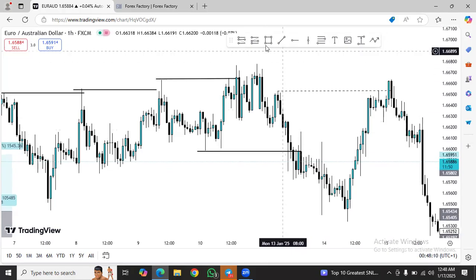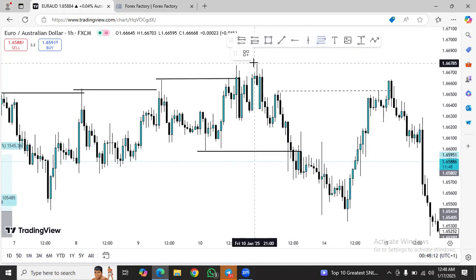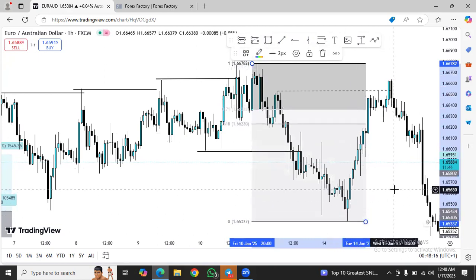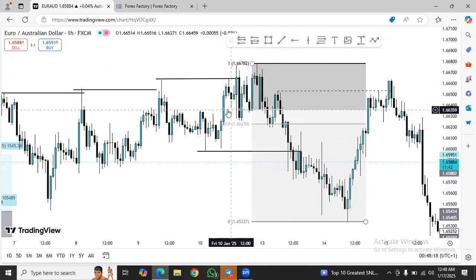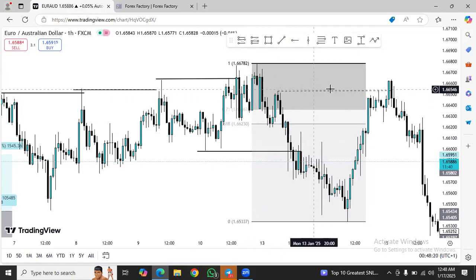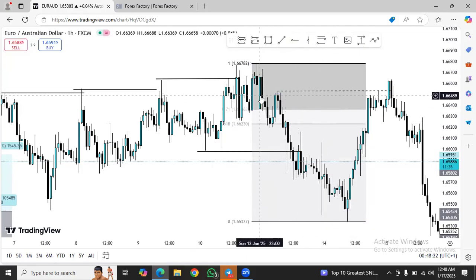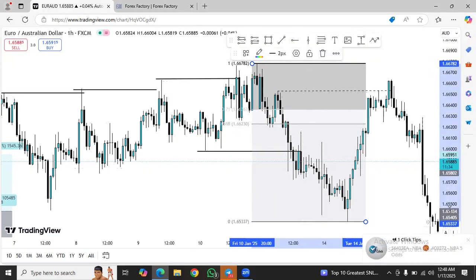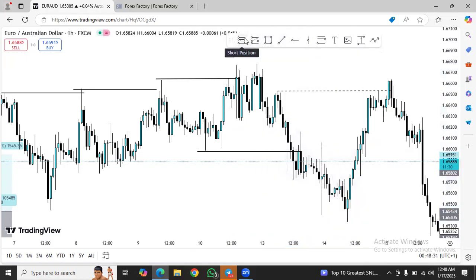And if I drop my Fibonacci from the strong high to the weak low, I can see that this structural liquidity is above 71% fib. So I love this. I love this so much. It gives me that confidence. I'm not saying it works every time, but it gives me confidence that there's a high chance that this is going to hold. So I entered here, exactly just here.